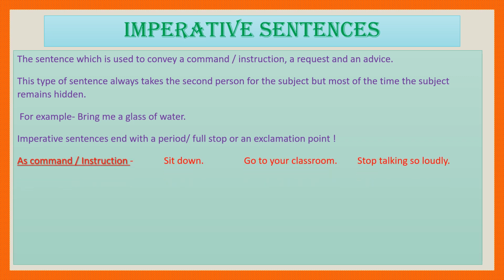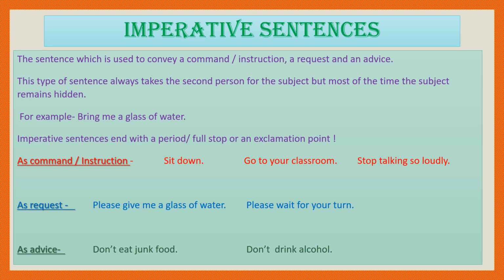Let us see some examples of command. Sit down, go to your classroom, stop talking so loudly. The examples of request can be please give me a glass of water, please wait for your turn. And as advice, the examples can be don't eat junk food, don't drink alcohol. So these are the examples of imperative sentences.